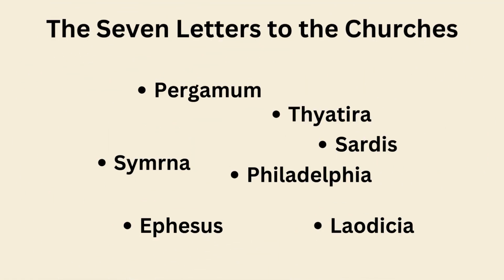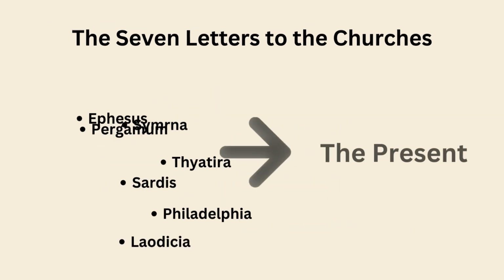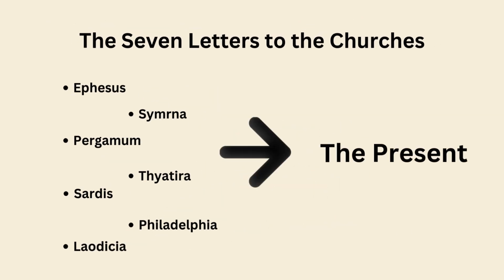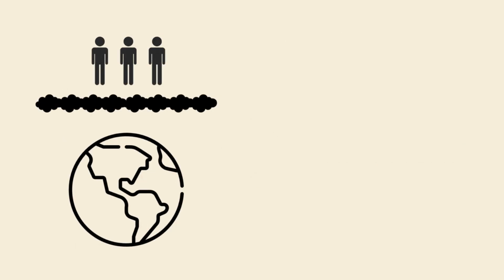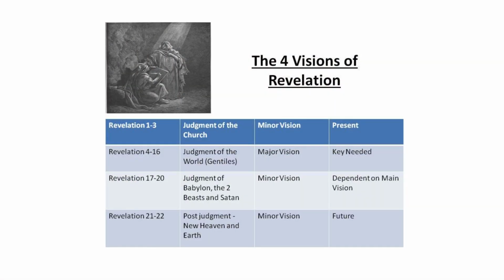First, we can readily see the judgment of the church, which are the 7 letters, belongs to the present dispensation. No one disputes this fact. We can also see without any study the post-judgment, which is the new heaven and earth, belongs to the future. The judgment of Babylon, the 2 beasts and Satan, really depends on the main vision. There is a lot going on in the major vision, the judgment of the world. So let's dig a little deeper.